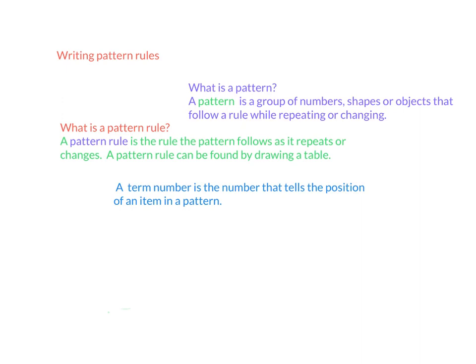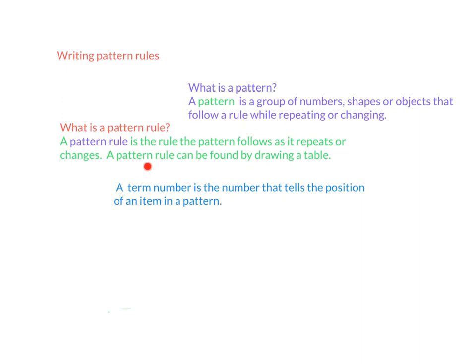In this case, I've just drawn triangles and squares. The pattern can vary. So a pattern is whenever you have either a group of numbers or shapes or objects that are following a rule of either repeating or changing. So what is a pattern rule? Let's talk about that. A pattern rule is a rule that the pattern follows as it repeats or changes.